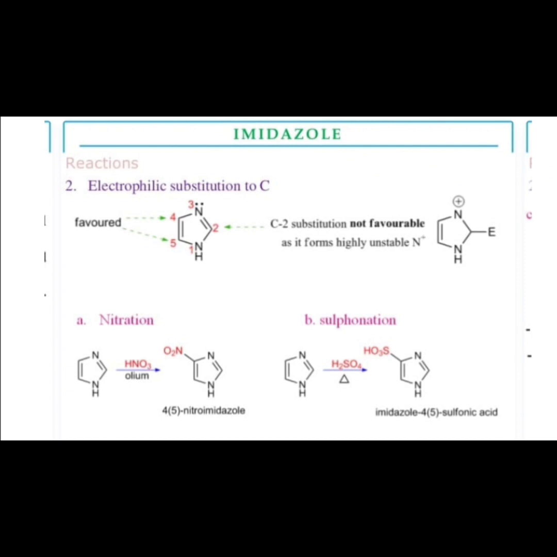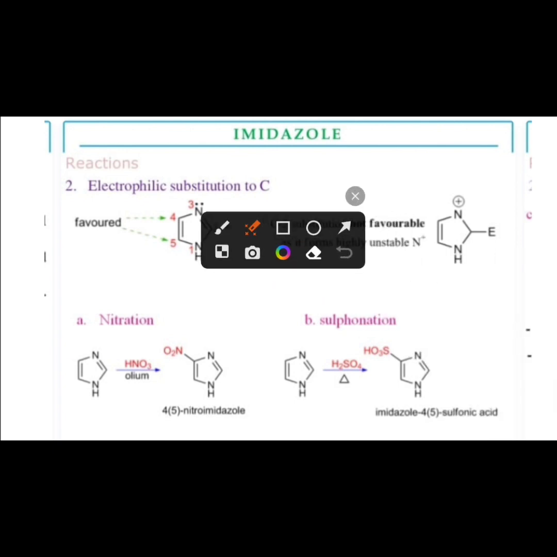Now see the electrophilic substitution of carbon. In imidazole, the 4th position and 5th position are the favored positions. C2 substitution is not favorable as it forms a highly unstable N+. Now see the electrophilic substitution reactions: nitration and sulfonation. The nitro group is attached to the fourth position. In the sulfonation reaction, the SO3H group is also attached to the fourth position.